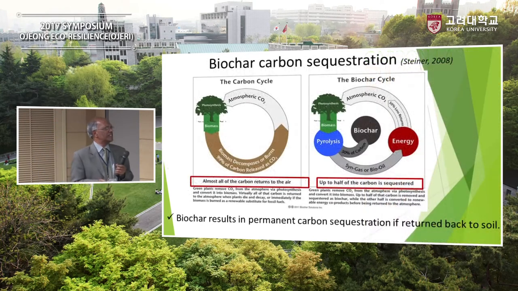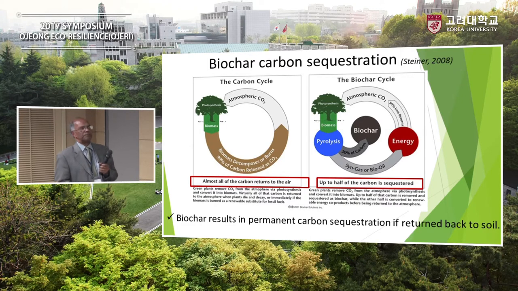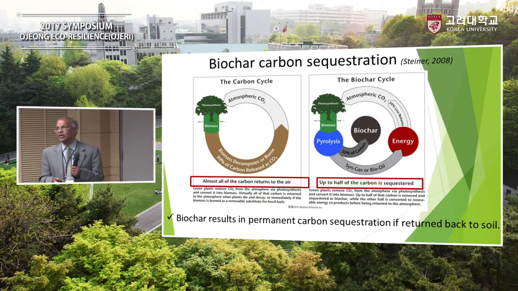So this is a typical carbon cycle, and that's the biochar cycle. You can see in the typical carbon cycle, all carbon will go back, so net zero. Whereas with biochar, you can capture a significant amount of carbon. So biochar provides permanent carbon sequestration if it returns to the soil. So it is possible to use biochar to store carbon. However, there is a problem.